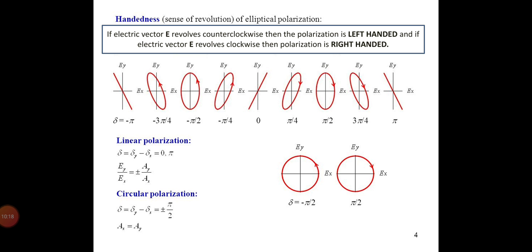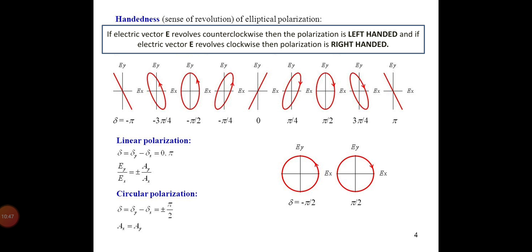You can see in the pictures shown here that we can define the different cases for the different phases. If delta is lying between 0 and pi, then we can say that the elliptical vibration is described counterclockwise. Then it is said to be left-handed elliptically polarized.